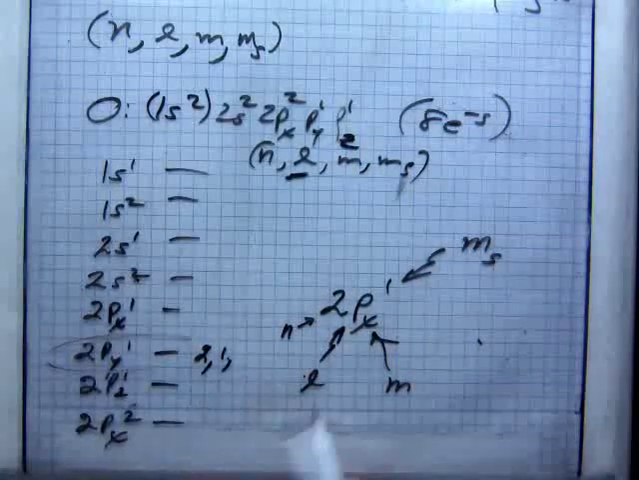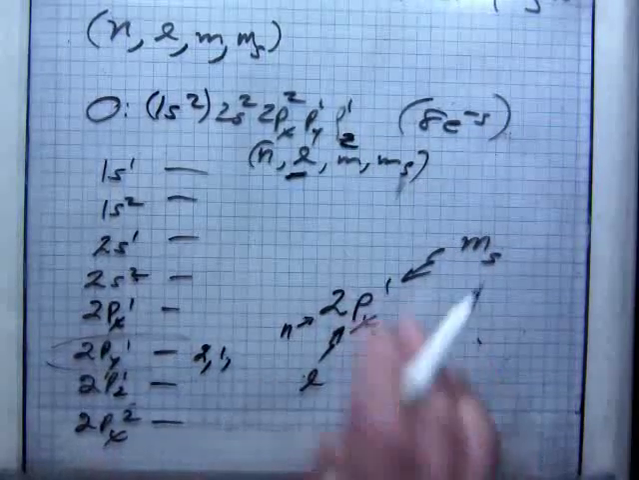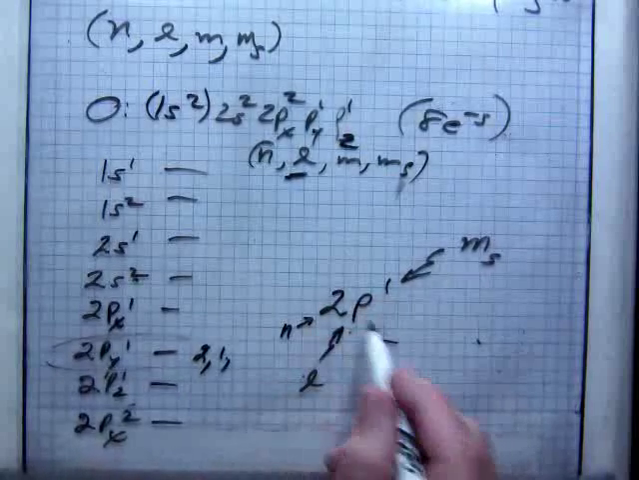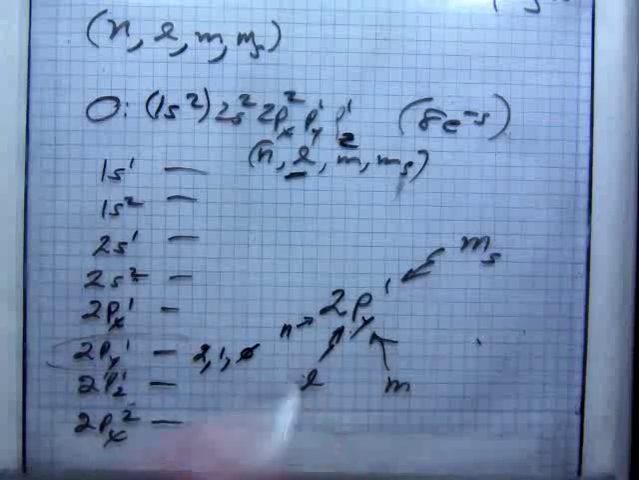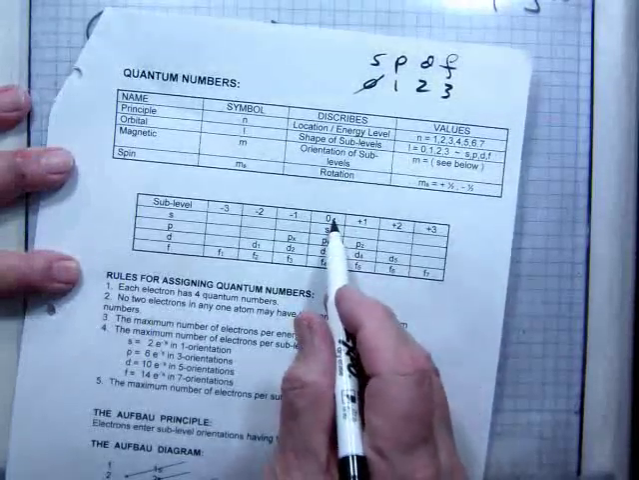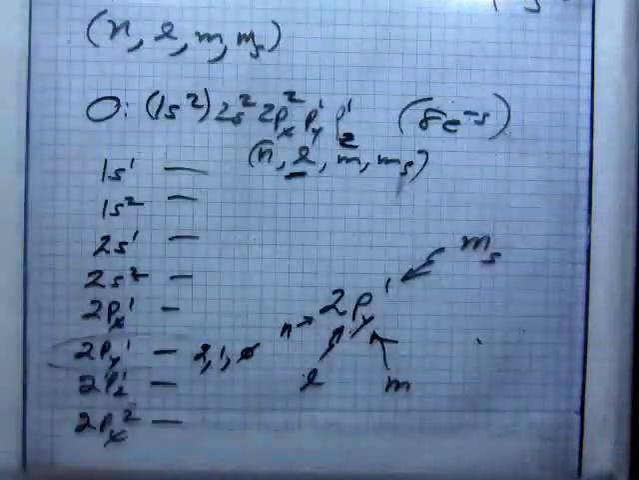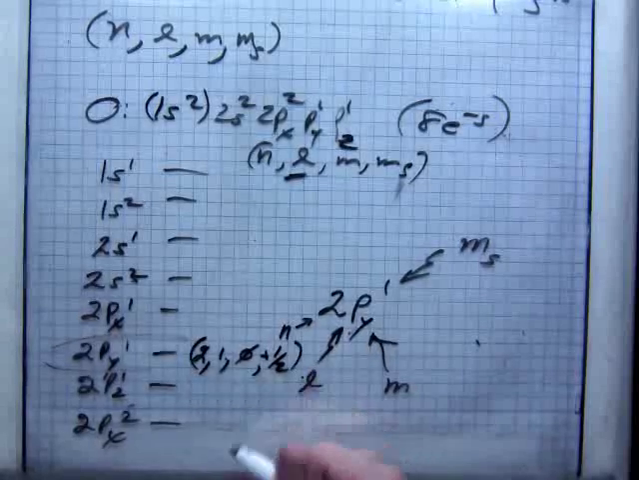Now, which orientation? I'm in a py position. That's the one in the middle, so I'm going to make that y. One in the middle, that's a 0. So if I'm working at py, I'm at 0 on that orientation. And if it's the first electron in, it's a +1/2. There are your 4 quantum numbers.